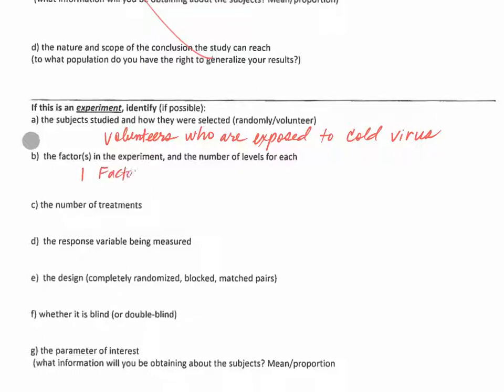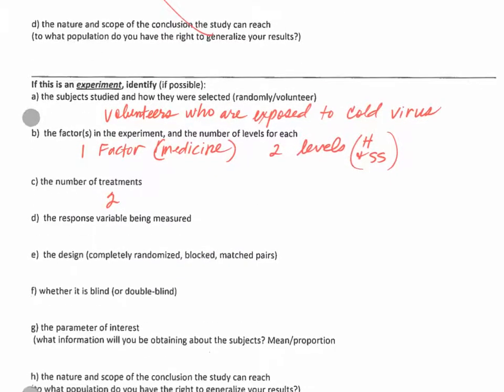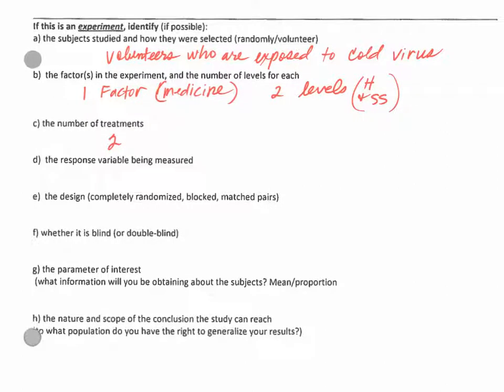Volunteers who are exposed to the cold virus. How many factors? 1 factor, which was the medicine. And what were the levels? 2 levels. Good. 2 levels. They were the herbal and the sugar solution. Okay, I'm just abbreviating there. So how many treatments? 2 treatments. What response are we measuring? This is interesting, and they were very specific about this. What response? Cold severity. Okay.